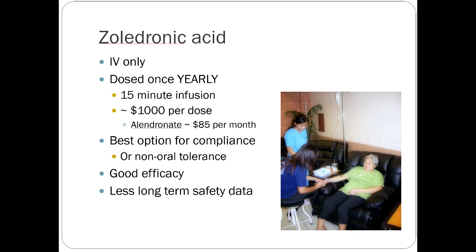Zoledronic acid is an IV only product, doesn't come orally. It was studied as a once yearly product. It's just a 15-minute infusion. It's kind of expensive, but when you compare oral doses on a monthly basis, you're probably coming out around the same amount of money. For people with issues with compliance or non-tolerance to the oral forms, it's a really good option. Good efficacy. Long-term safety data is a little bit lacking, but that could be said for really any of these products.